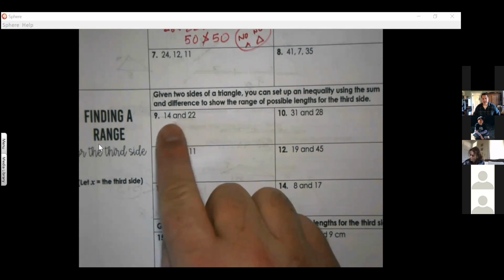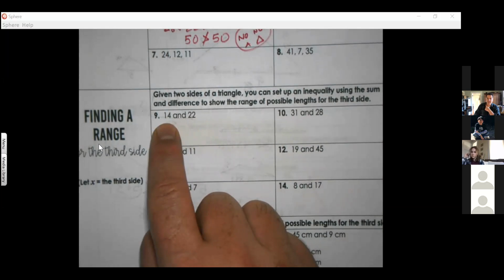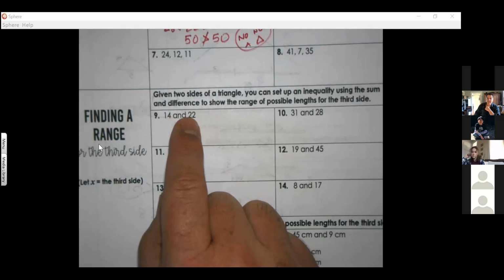What about when 2 sides are given? Let's find a third side. Give me a number that would work. Like, would 10 work? Because 10 plus 14 is bigger than 22. Agreed? So could I use 20? 20 plus 14 is bigger than 22. So I can use anywhere between 10 and 20. What's the smallest I could go?